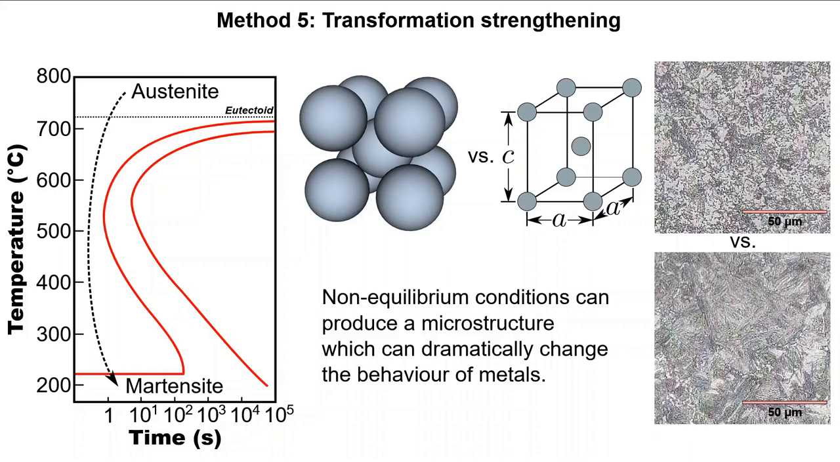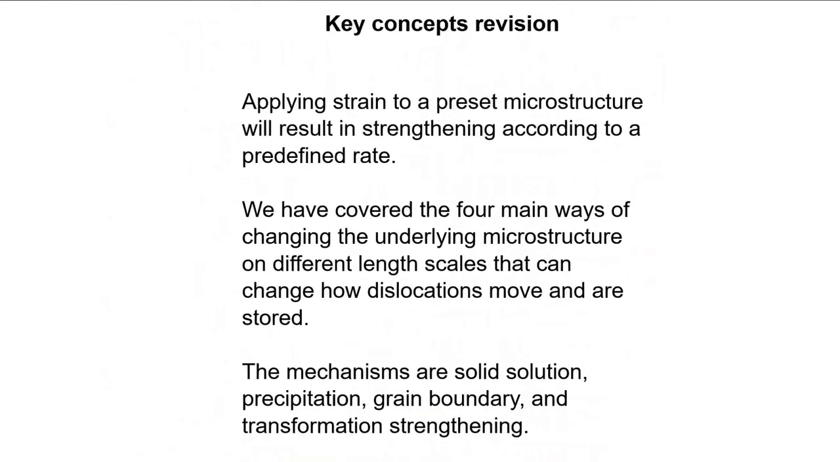Furthermore, the microstructure, that is, the grain level structure, will also be significantly refined, as shown in the micrographs on the right. On the top, a stable microstructure that is obtained under near equilibrium conditions, and below this, a metastable martensitic microstructure. So that rounds out all 5 mechanisms with which to strengthen a metal.